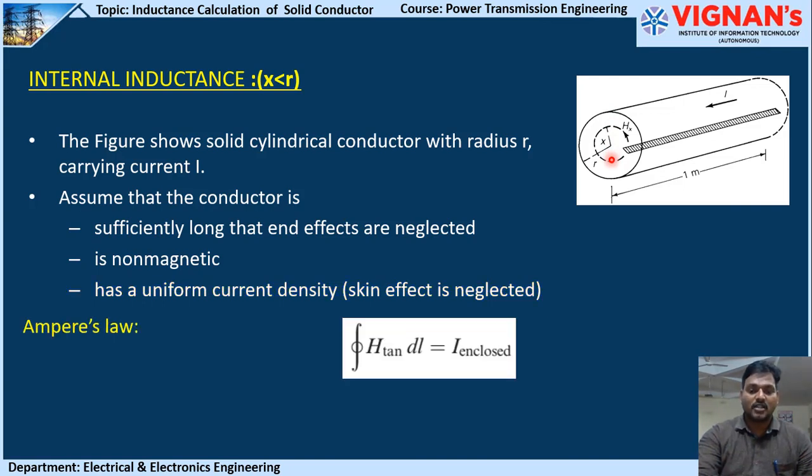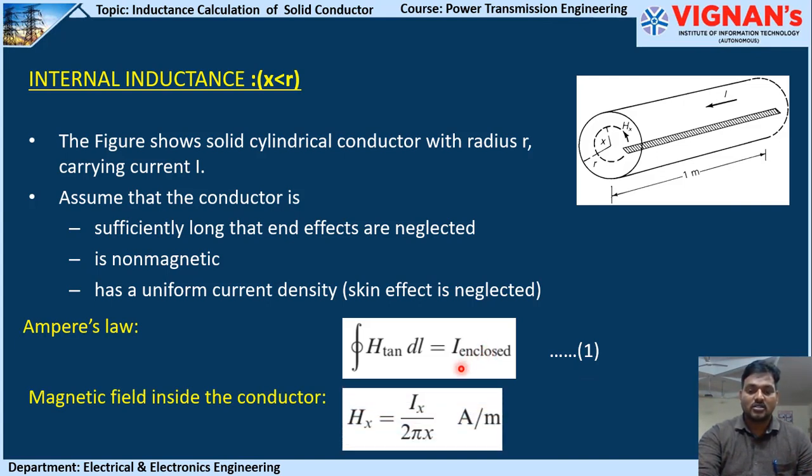Ampere's circuit law, as I said, is the line integral of the magnetic field intensity over the closed path, which gives the current enclosed. Take this as equation number 1. Next, the magnetic field intensity inside the conductor: you see this is the conductor. Here you take a small circle of radius x inside the conductor. The magnetic field intensity Hx at any point at a distance x from the center is given by the current that is enclosed, Ix.